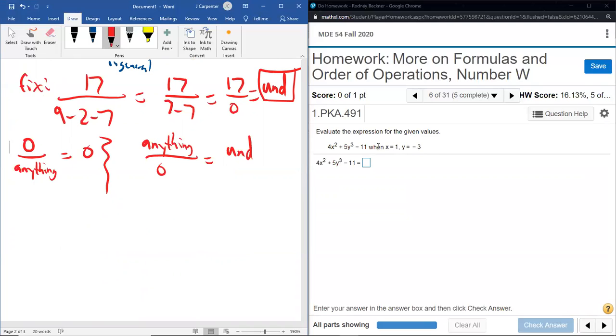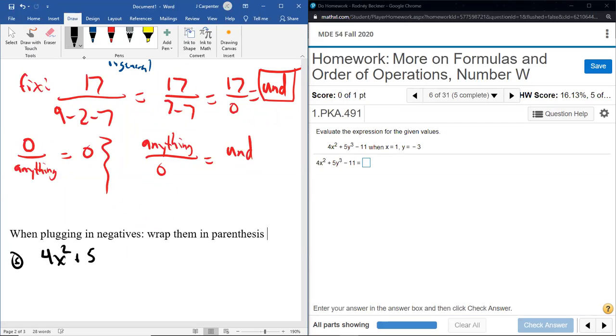Now, when you're plugging in negatives, you should wrap them in parentheses in general. So let's try that one out. 4x squared plus 5y cubed minus 11 with x equal to 1 and y equal to -3. They're telling you which one is which. It's not the order. It doesn't have to be an x and then a y first. These could have been swapped.